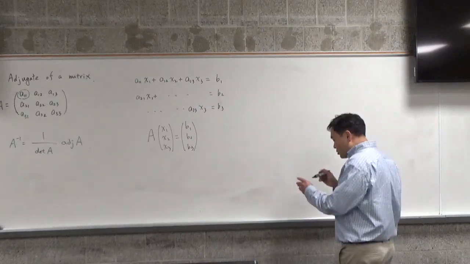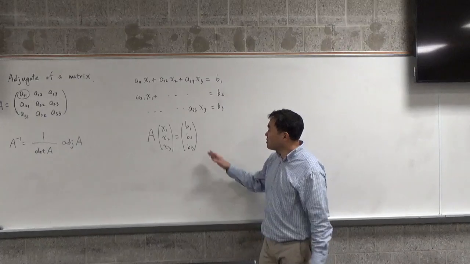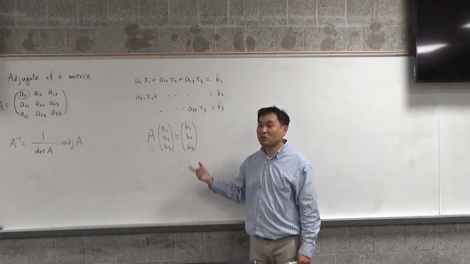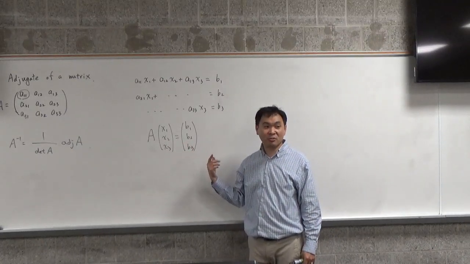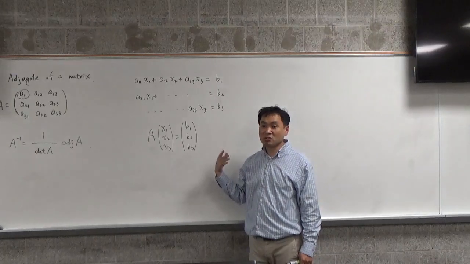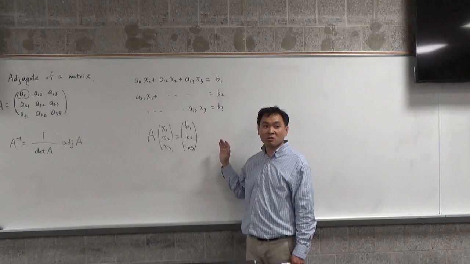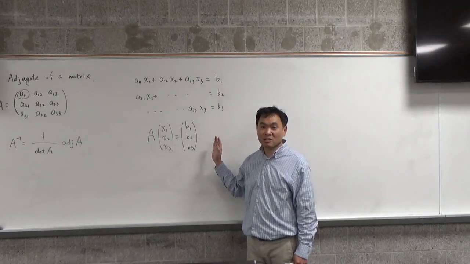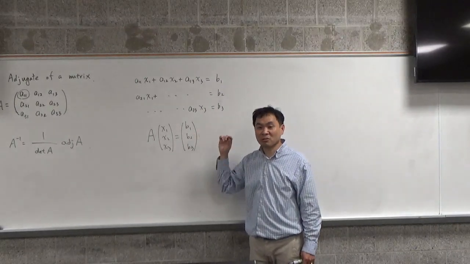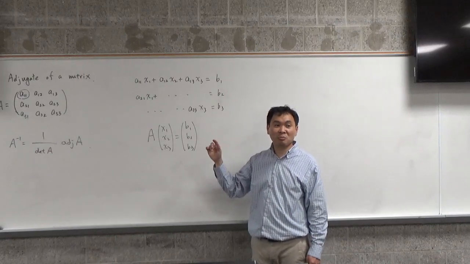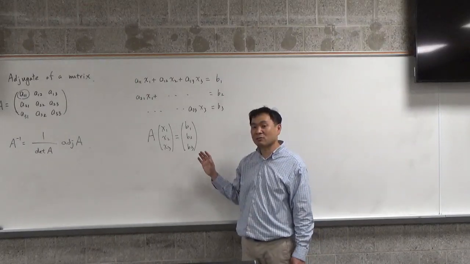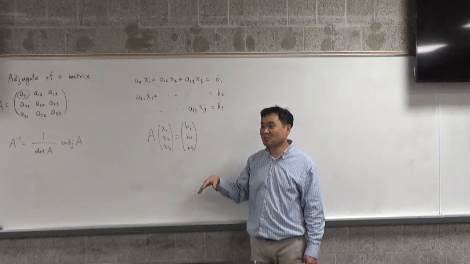Now at this point you might ask, well, why use this method when you can just do REF? REF is much easier with a calculator. And my answer would be, well, you can only do REF easily if all the coefficients are numbers, right? Once you have some letters in there, then doing REF is very confusing, right?